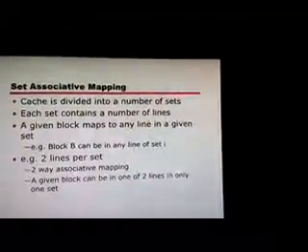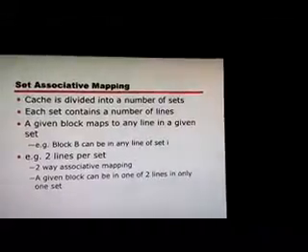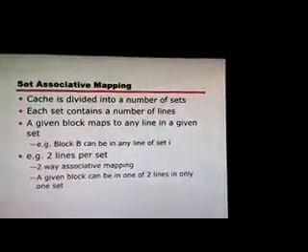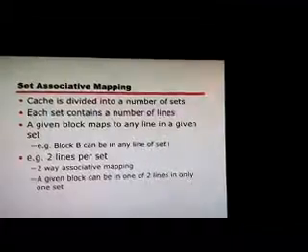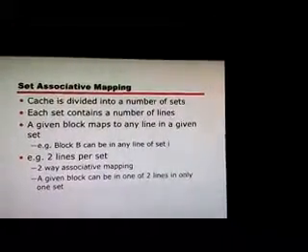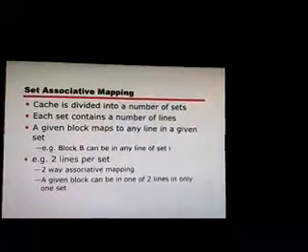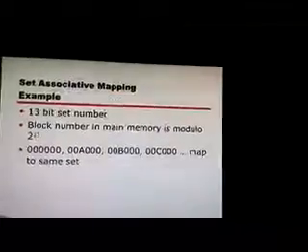Set associative mapping. Cache is divided into a number of sets. Each set contains a number of lines. A given block maps to any line in a given set. For example, block B can be in any line of set i. For example, 2 lines per set. Two-way associative mapping: a given block can be in one of 2 lines in only one set.